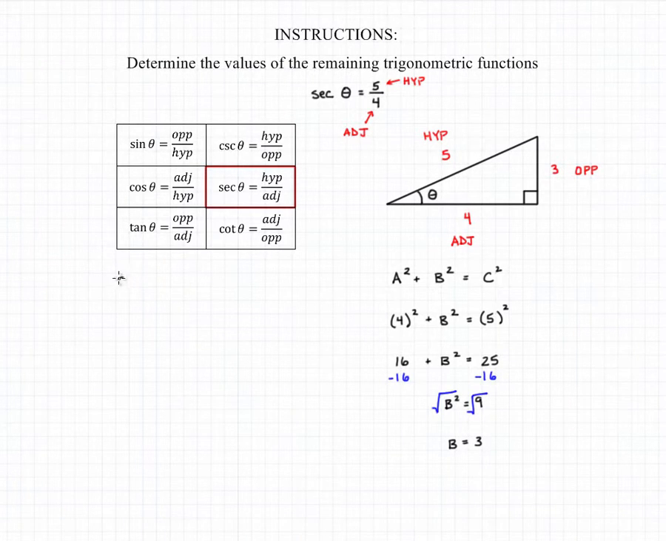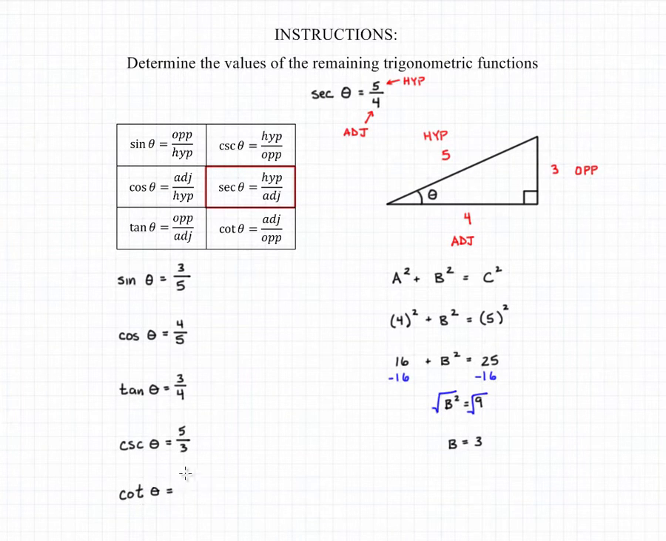Now that we have that piece of information, we can just plug the adjacent, opposite, and hypotenuse sides by definition into the values for the trig functions. So sine of theta will be 3 over 5, cosine of theta will be adjacent over hypotenuse, 4 over 5, and the tangent of theta will be the opposite over the adjacent, or 3 over 4. The cosecant of theta is going to be the reciprocal of the sine of theta, 5 over 3, and the cotangent of theta will be the reciprocal of tangent, 4 over 3. And that will give us our final answers.